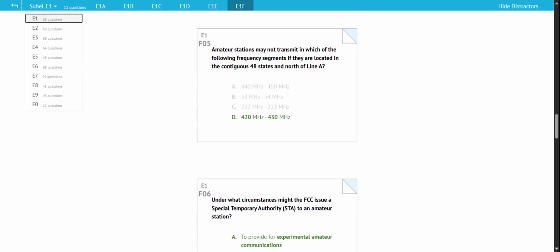Question Echo 1 Foxtrot 05. Amateur stations may not transmit in which of the following frequency segments if they are located in the contiguous 48 states and north of line alpha? And the answer is 420 megahertz to 430 megahertz.